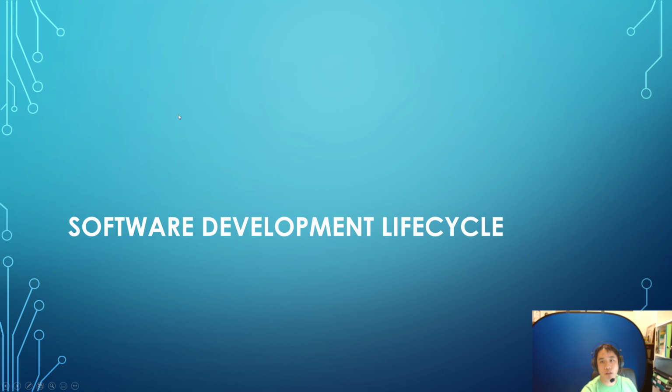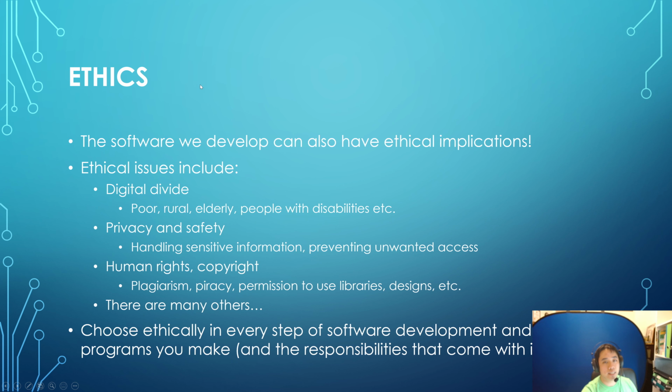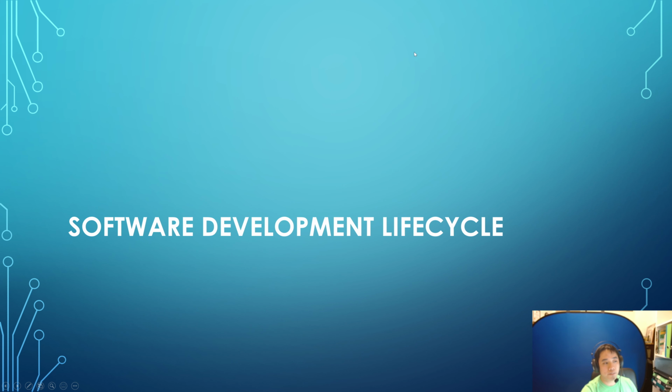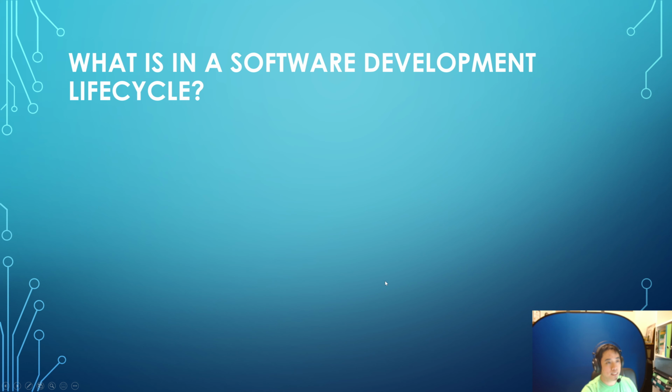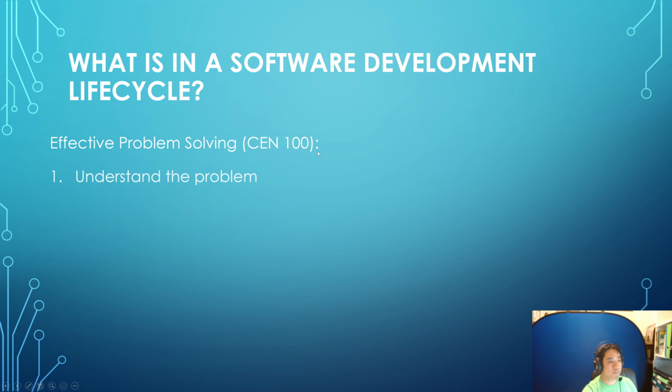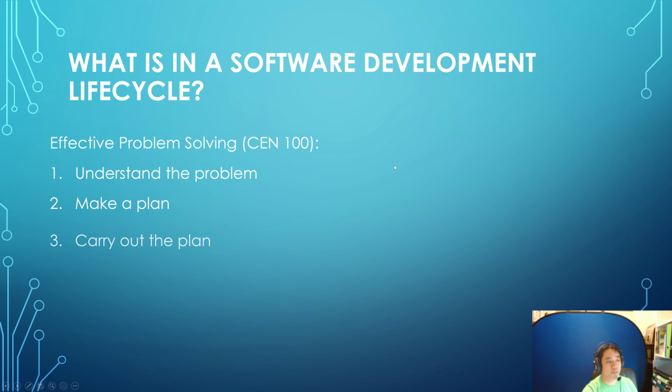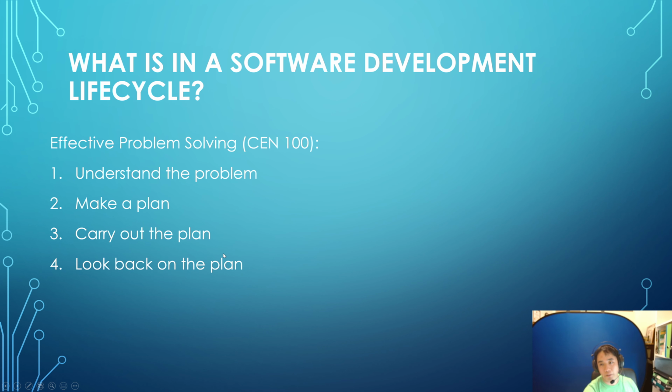All right. So after the whole ethics and professionalism, which I would like to tell you is actually kind of covered in CN 100, so make sure you touch up on that. After we covered this stuff, we're gonna dive into SDLC, which is Software Development Lifecycle. So what is in a software development lifecycle? Well, think about this. In CN 100, we learned about effective problem solving. We have to understand the problem, make a plan, carry out the plan, and look back on it. This is CN 100 knowledge, so I suppose you know the stuff, and you have applied it before.